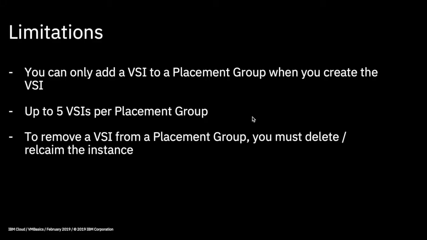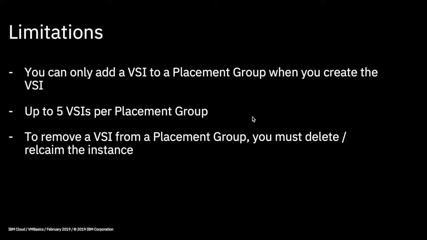Okay, so that's very quickly showing you how to create a placement group and how to create servers into your placement group. So as I mentioned, there are a few limitations. So you can only add a virtual server instance to a placement group when you create the VSI. If you've got an existing virtual server instance, you can't move it into a placement group. You can only put up to 5 virtual server instances into a placement group.